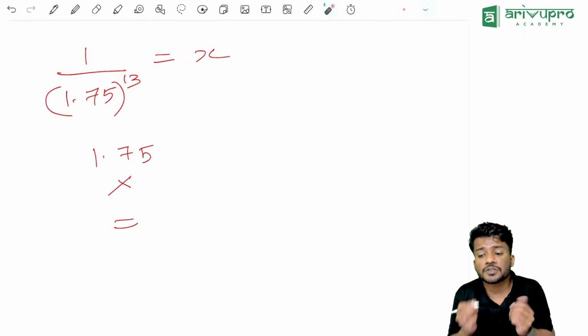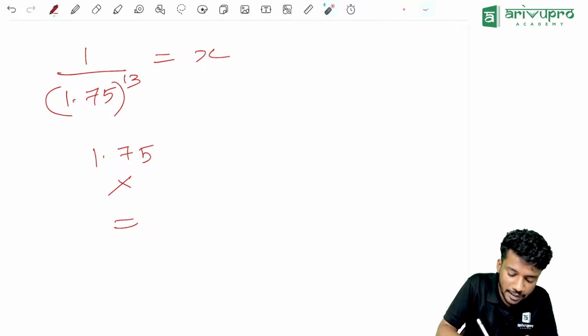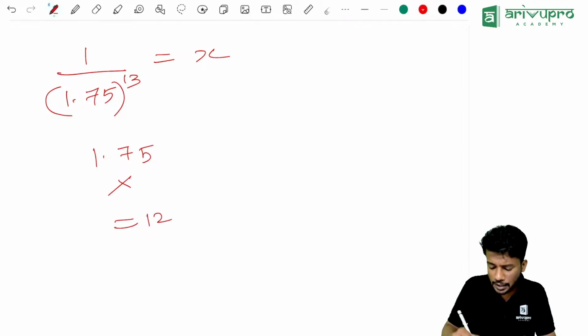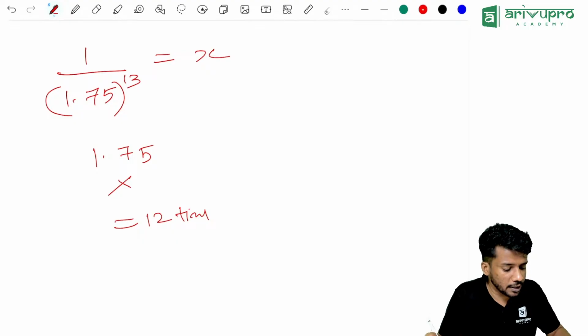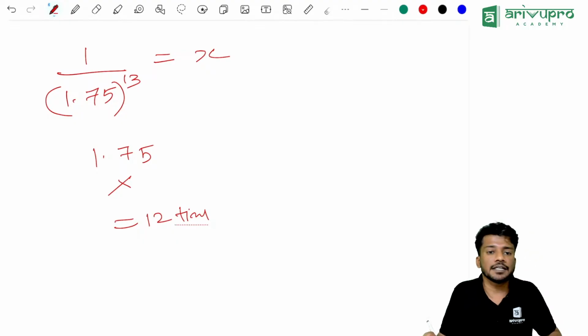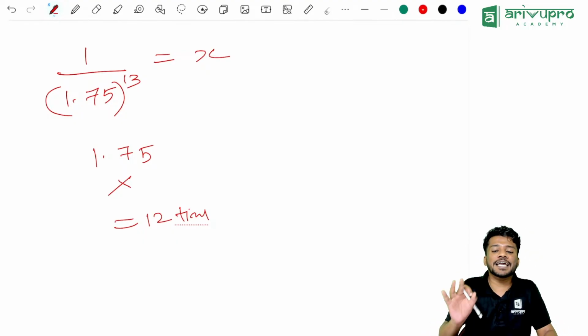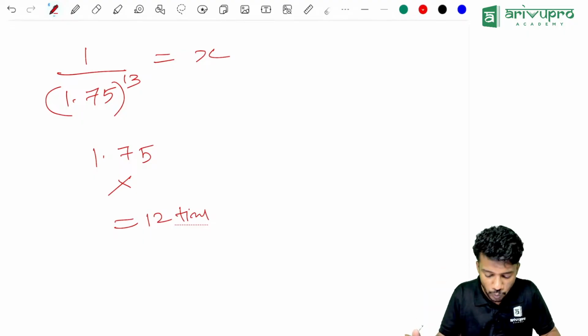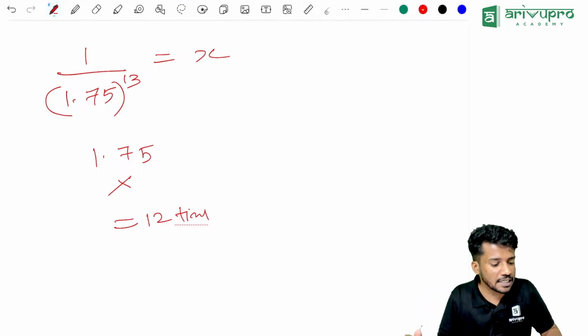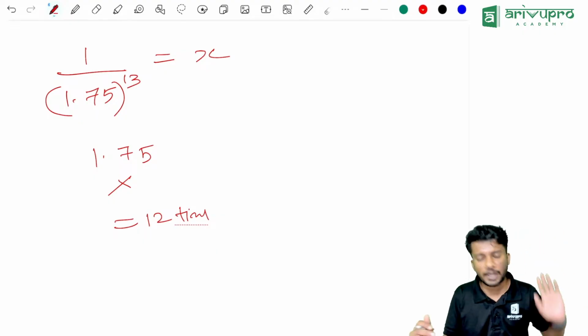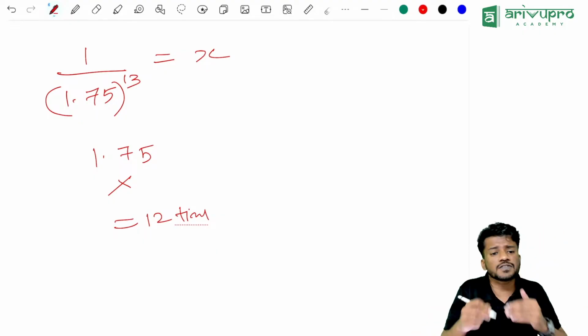Power is 13, so we should click equal to 12 times, 1 less than the power. Everyone click equal to 12 times. Take the calculator, 1.75, then click the multiplication sign, then equal to how many times? 12 times. 1, 2, 3, 4, 5, 6, 7, 8, 9, 10, 11, 12. Okay. Now you got the value of the denominator.